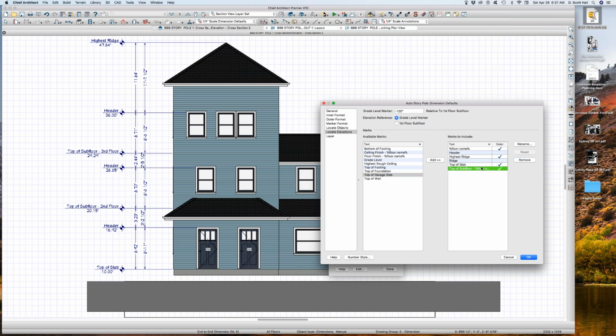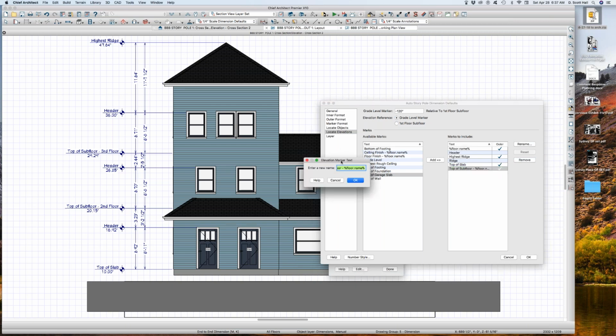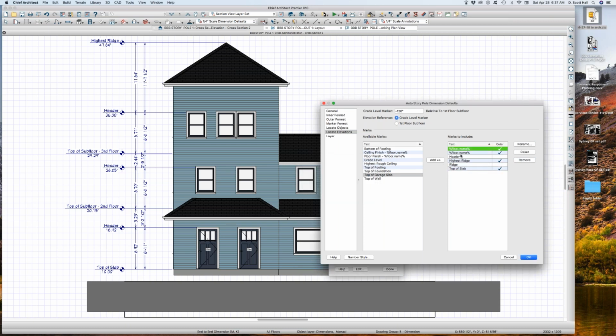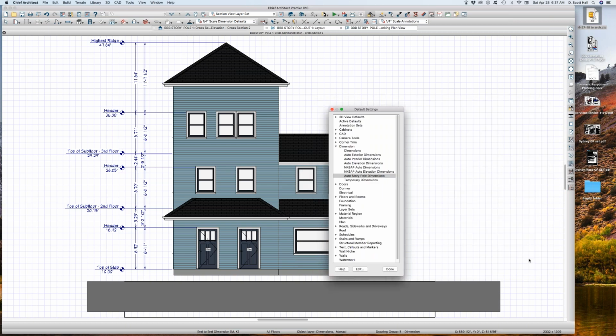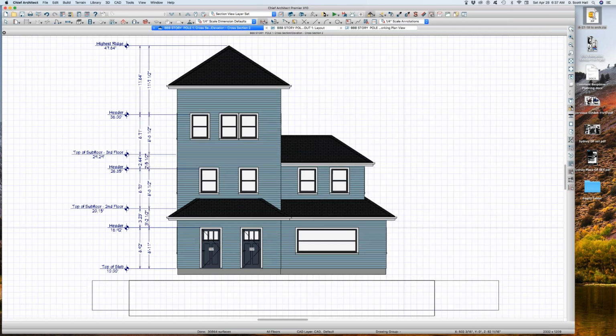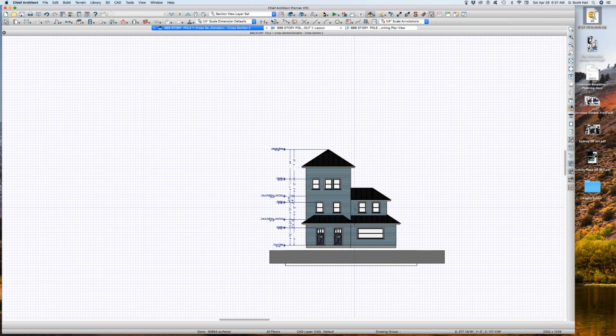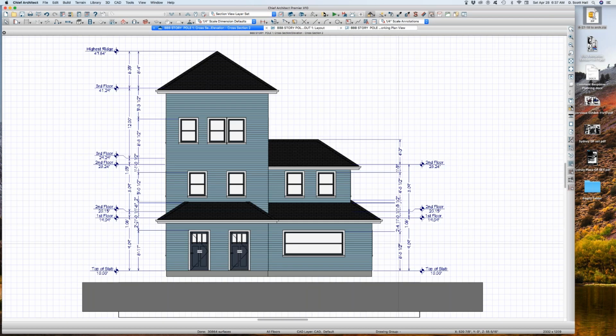I don't want top of subfloor, second floor. I want to rename this. I just want this to read subfloor. I mean, it's going to be the top of the subfloor. I don't need it to be super long. Okay, done. I think that is about what I will want. Get rid of these dimensions. There we go. Delete.